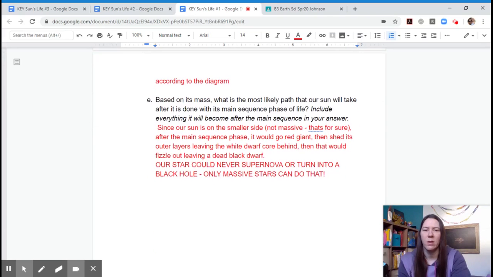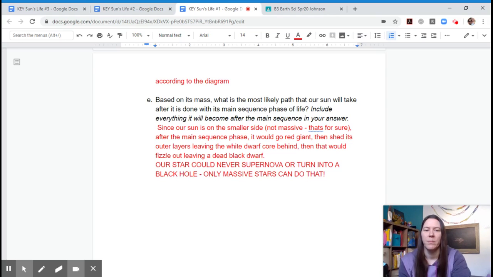And then the last one, the most likely path. Again, you had to follow the smaller path. Whatever diagram you had would have at least had two paths, small versus large. And because we're on the smaller side, it would go red giant, and then the outer layers would just kind of fizzle away, eventually leaving the white dwarf core behind, and then that would eventually totally die out, leaving a dead black dwarf.